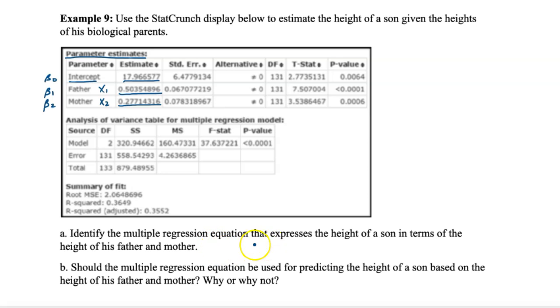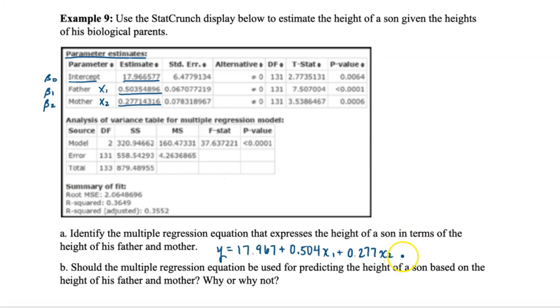And so the equation is y, and I'm going to put this in terms of a population, y is equal to B naught of 17, and I'll round to 3 decimal places, 17.967, plus B1, which is 0.504 x1, plus B2, which is 0.277 times x2.